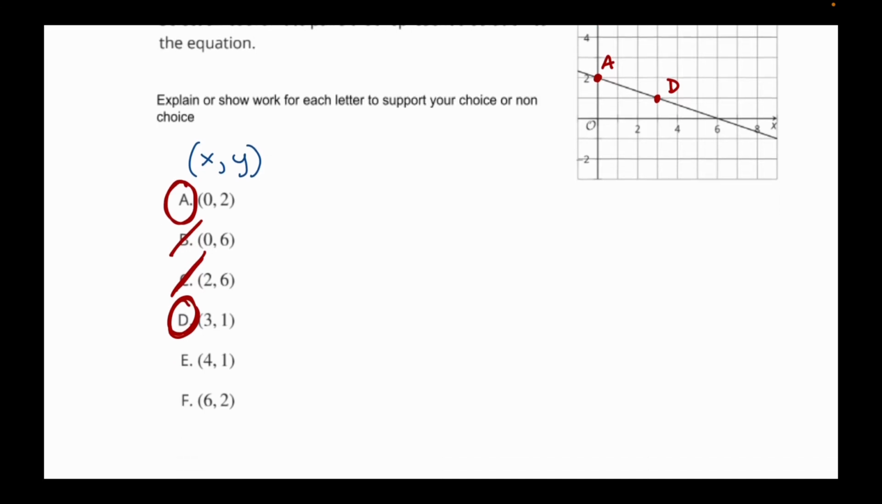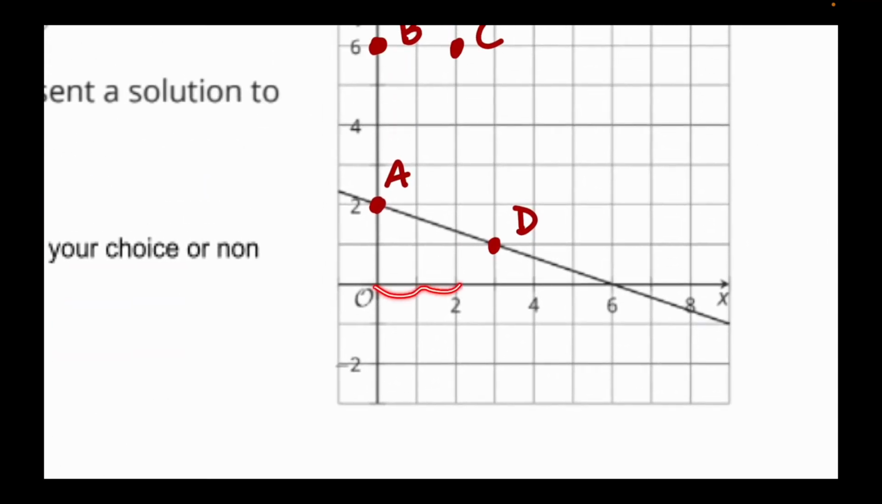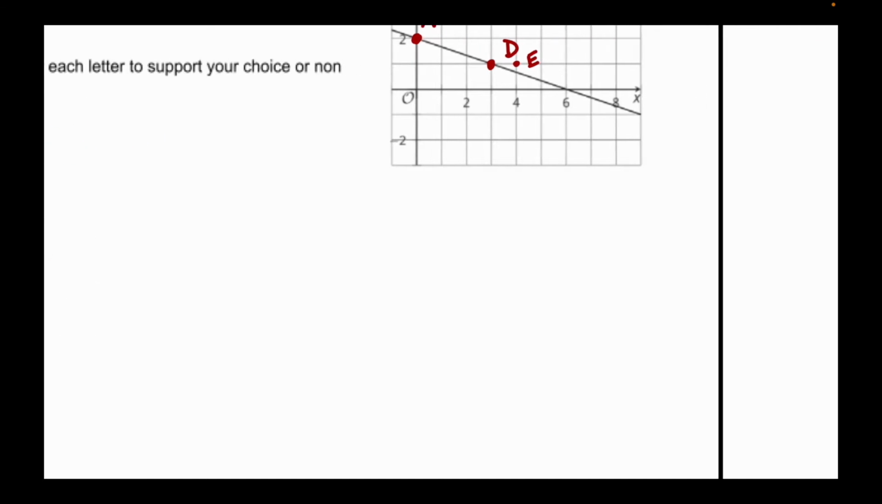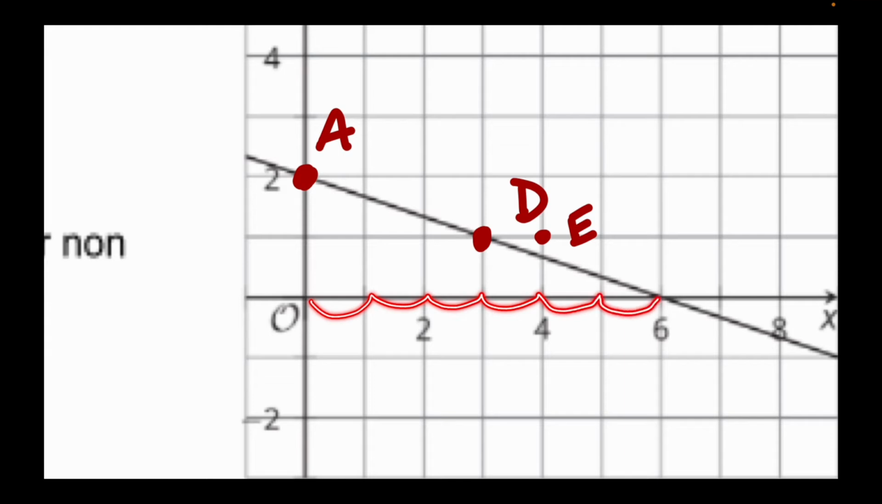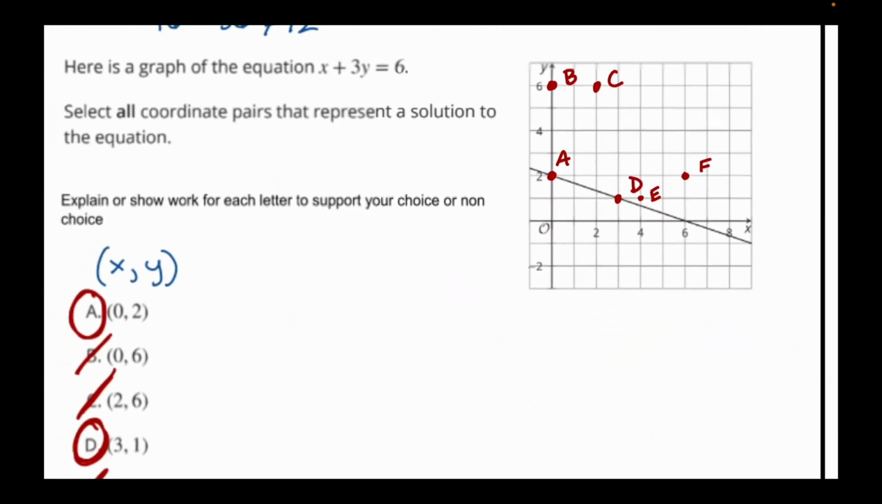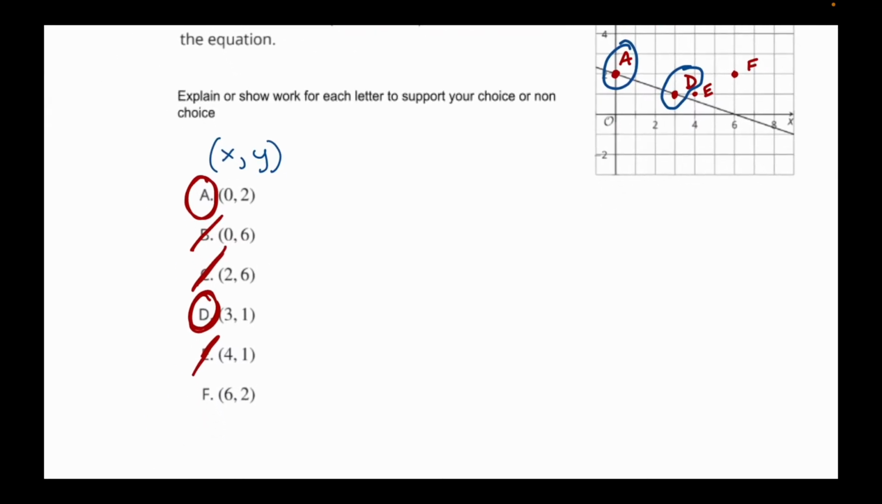And then we're just going to check the last two, 4, 1, and 6, 2. So if we went over 4 spaces and up 1, this right here is close to the line, but not on it. So E is not one of our answers. And then let's check 6, 2. That's going 6 spaces, 1, 2, 3, 4, 5, 6, and up 1, 2. Definitely not on my graph either. So this was F. And the only two that actually land on my graph are A and D. So A and D are my only answers to this question.